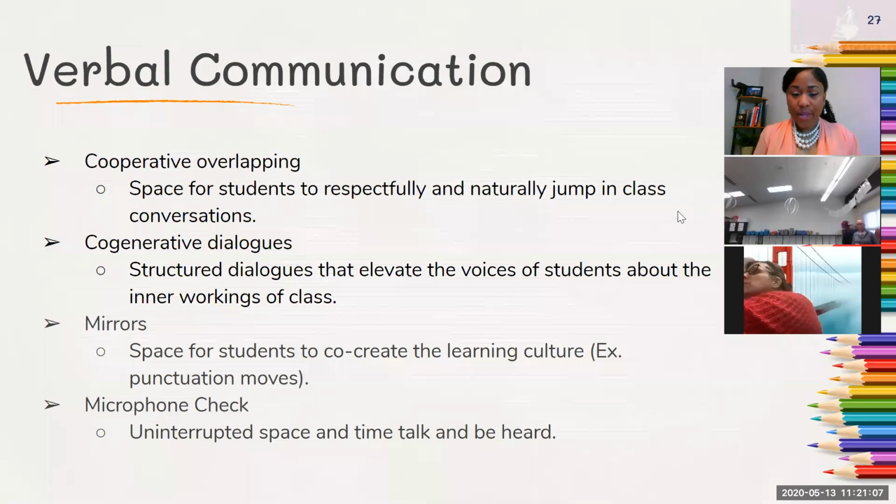Okay. Next one is called mirrors. So this is a whole brain teaching strategy. Could you raise your virtual hand if you've heard of whole brain teaching? Okay, I see 3 people have, 4 people have. Awesome. If you haven't, I would highly encourage you to look that up. So you might want to take a note on whole brain teaching.